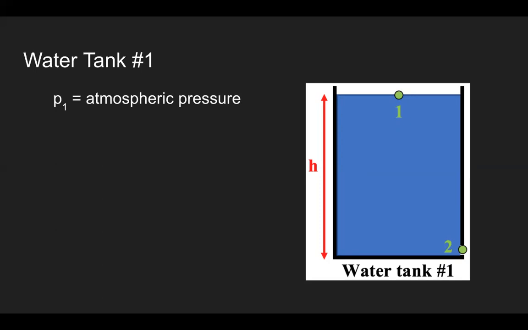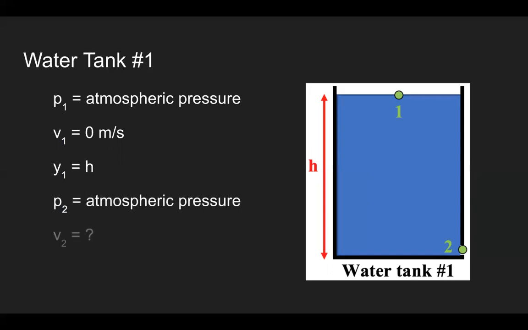It initially starts at rest, so the velocity at that point is 0, and the height is equal to h. At point 2, because water is flowing out of the hole and into the atmosphere, P2 is also atmospheric pressure. Velocity at the hole is what we need to find, so it is the unknown. And we know that the height is 0.